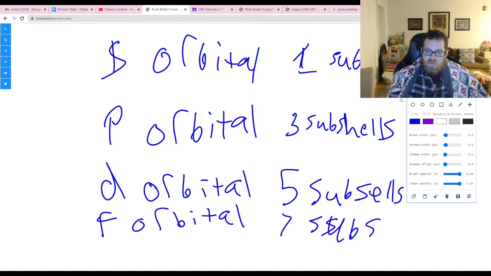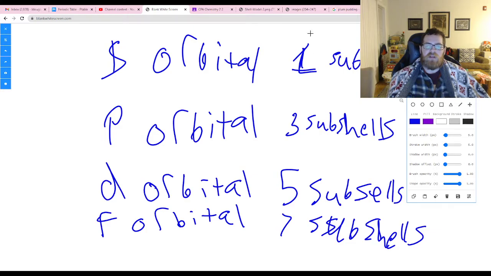Let's spread it out. So, again, we can see here another pattern. It's increasing by 2 every time, and it matches our number of electrons: 2 electrons, 6 electrons, 10 electrons, and 14 electrons, since each one holds 2.